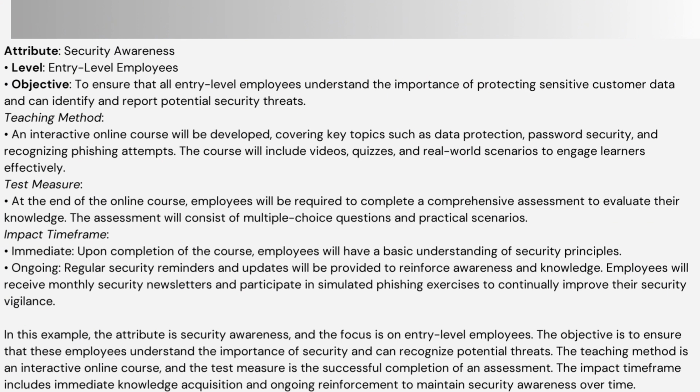In this example, the attribute is security awareness and the focus is on entry-level employees. The objective is to ensure that these employees understand the importance of security and can recognize potential threats. The teaching method is an interactive online course, and the test measure is the successful completion of an assessment. The impact timeframe includes immediate knowledge acquisition and ongoing reinforcement to maintain security awareness over time.